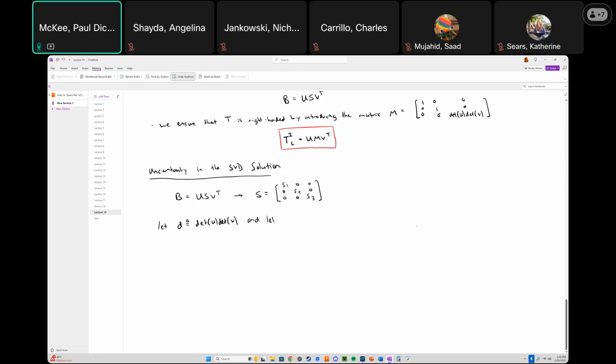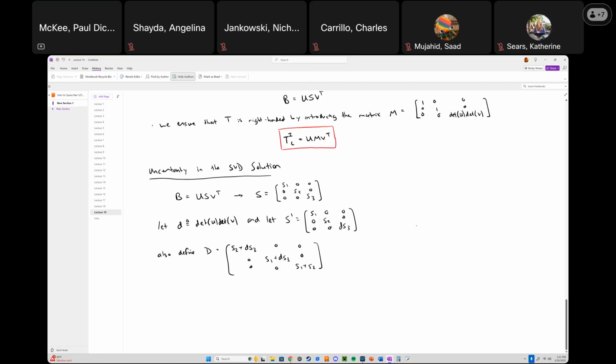And let S prime be S1, S2, D S3, 0, 0, 0, 0, 0, 0. Okay. So all we're doing here is creating this, like, if M is the identity matrix forced to be right-handed, now S prime is the singular value matrix forced to be right-handed. Also, we will define D as S2 plus D S3, S1 plus D S3, and S1 plus S2. 0 is on the off diagonal. Okay. So we've made some new friends, and that would be our S prime matrix and our D matrix.